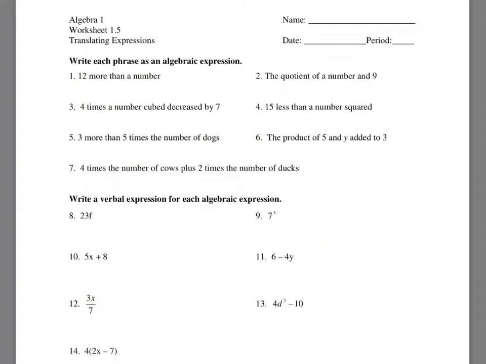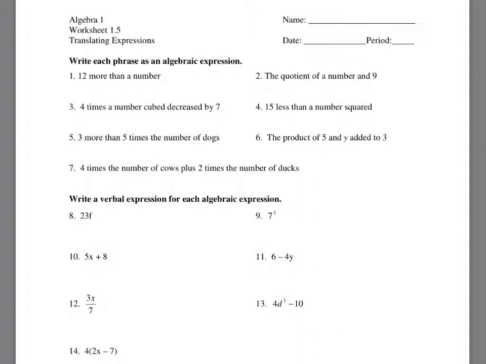Okay, so here is your worksheet that you're going to do for homework. There are 35 problems. I'll do a couple with you. You're going to do this in your notebook. So we're just going to do this in our notebook. So you want to write down the title, Algebra 1, Worksheet 1.5, Translating Expressions.